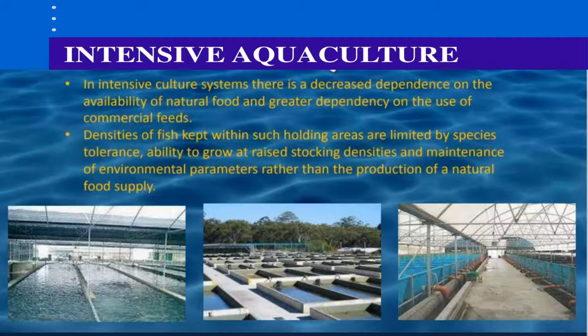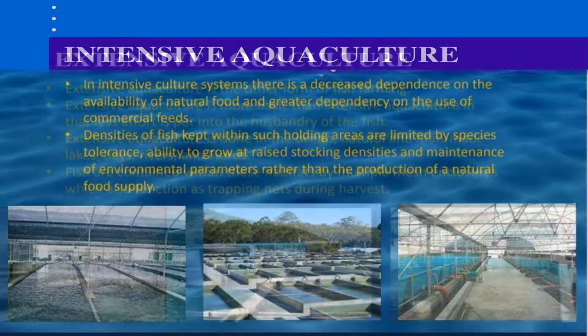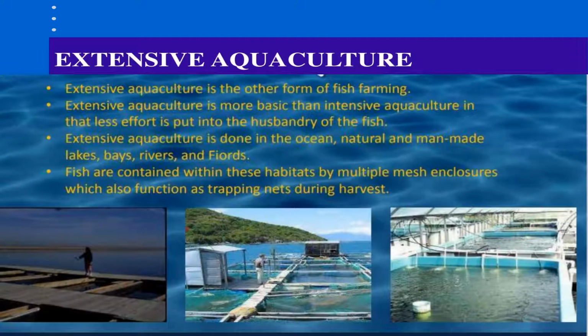So the densities of fish kept within such holding areas are limited by species tolerance, ability to grow at raised stocking densities, and maintenance of environmental parameters rather than the production of a natural food supply. So this is intensive aquaculture. The next is extensive aquaculture.